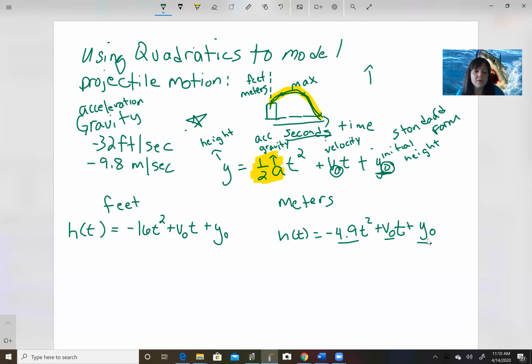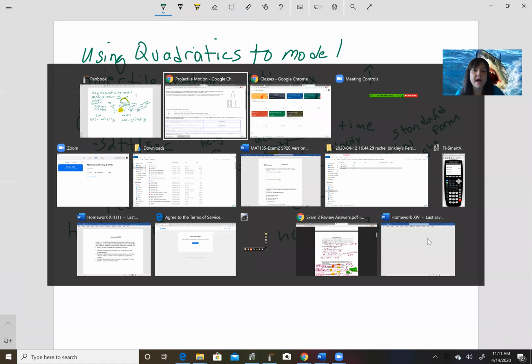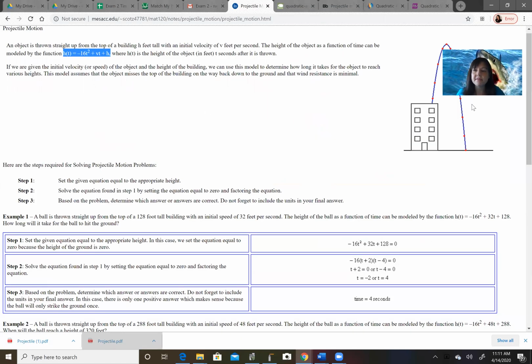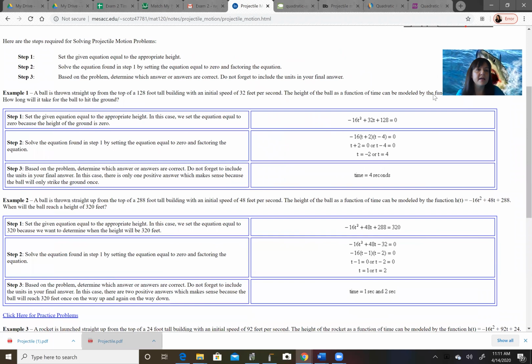So now that we know this, we can start putting this information back into some questions, right? Let's look at here, it gives us some steps for solving projectile motion. I would love for you right now to pause this and write down these steps. I don't want to waste time during this video to do it, but at home you can pause this and write them down. Step 1, set the equation equal to the appropriate height. Step 2, solve the equation found in step 1 by setting the equation equal to 0 and factoring.